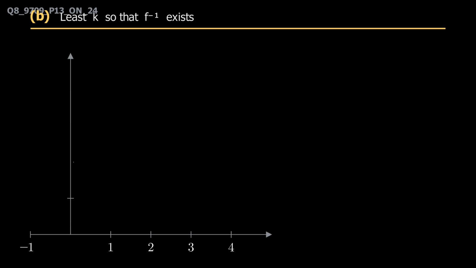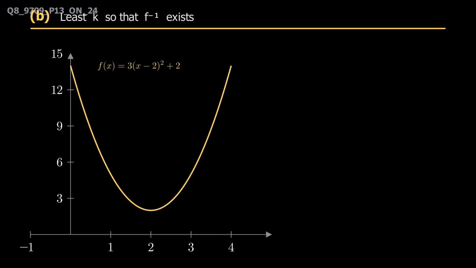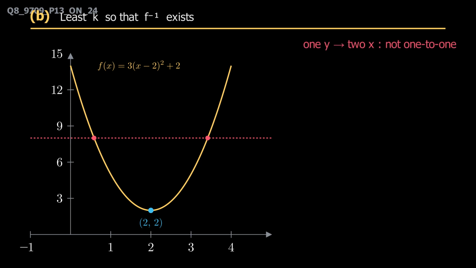Part B. Find the least k so f is 1-1 and f inverse exists. Sketch the parabola 3 times (x minus 2) squared plus 2. The minimum is at the vertex (2, 2). Mark the turning point. A horizontal line can meet the curve twice, so f is not 1-1 on the full parabola. Restrict to x at least 2.